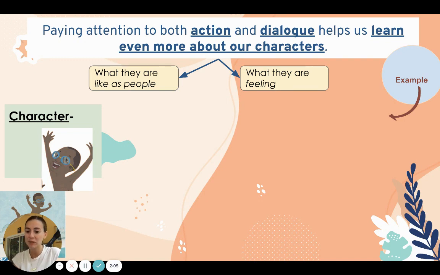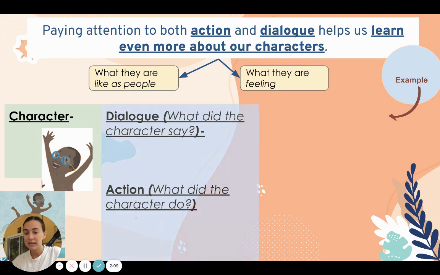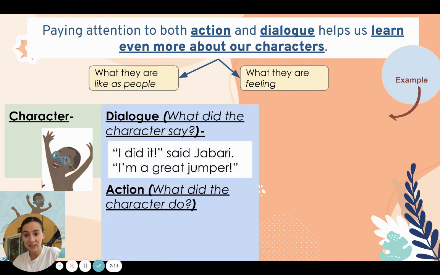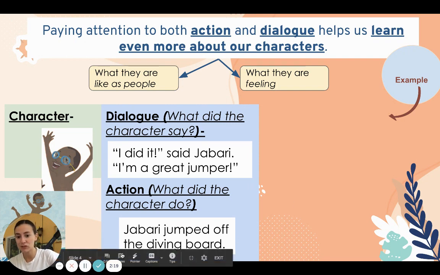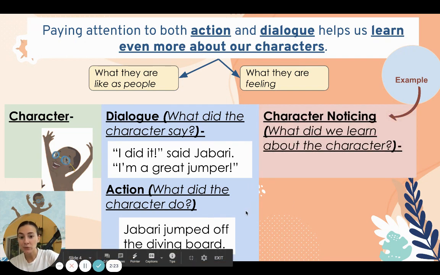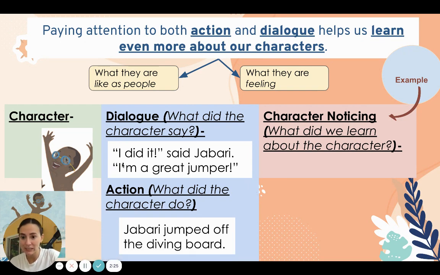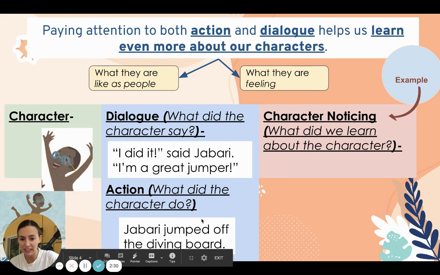This is the same one we did Wednesday. So remember, our character is Jabari, and he said at the end of the story, if you remember, he said, "I did it! I'm a great jumper!" And his action was jumping off the diving board. So now what we need to do is use this dialogue and use this action to help us figure out something about Jabari.